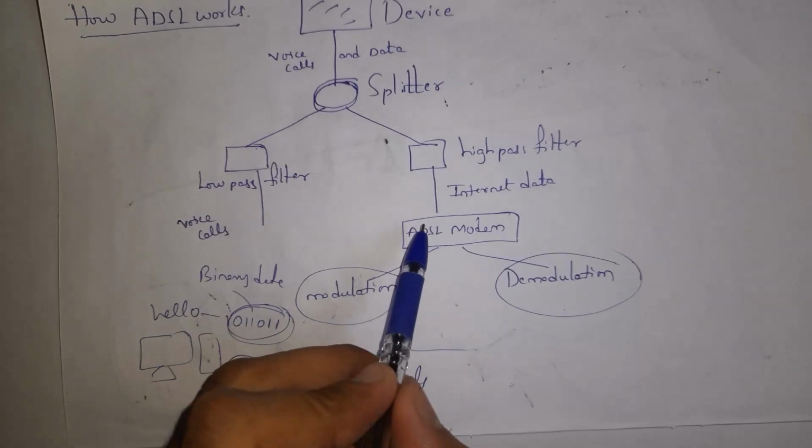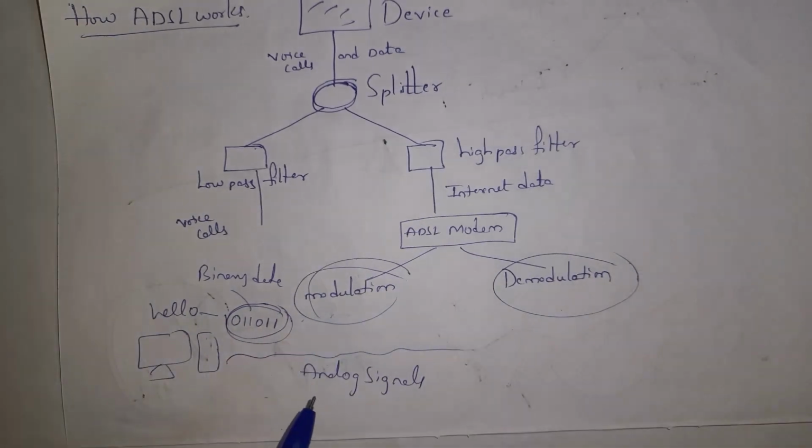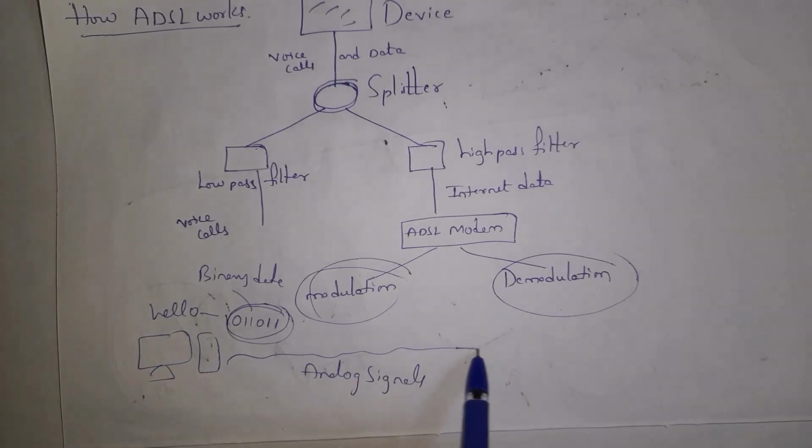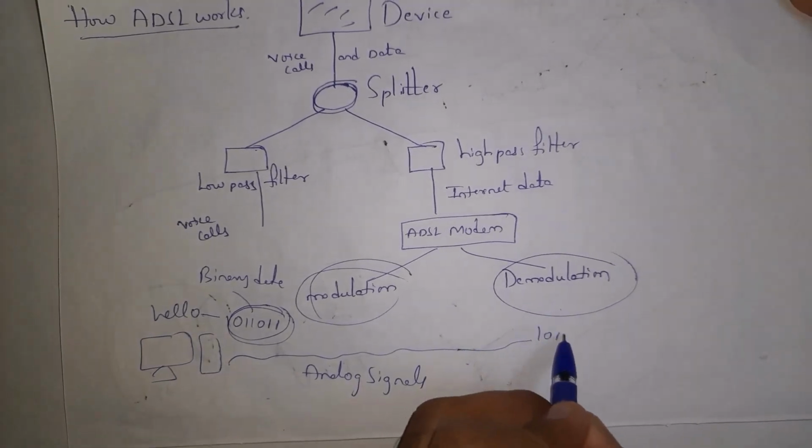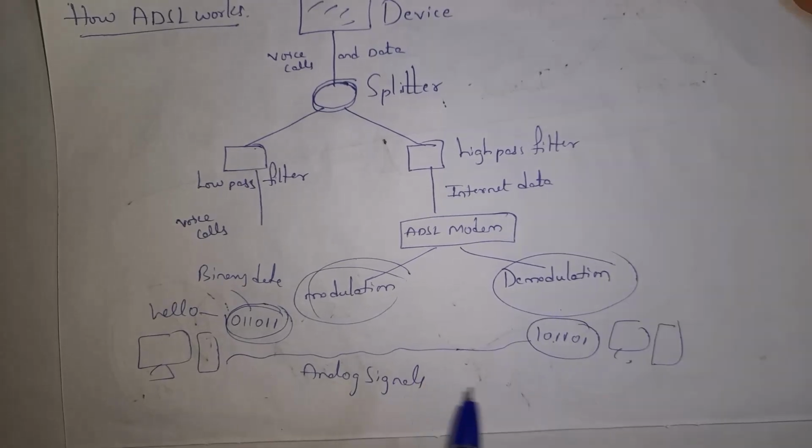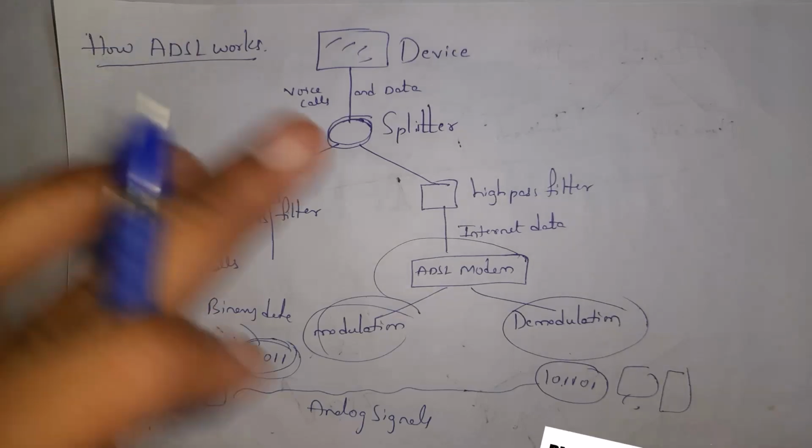So the ADSL modem will perform modulation and it will also perform demodulation. That is nothing but converting analog signals back to binary data, so the receiver will read the data. So converting analog signals back to binary data is known as demodulation. The ADSL modem will perform these two operations. This is how ADSL works.